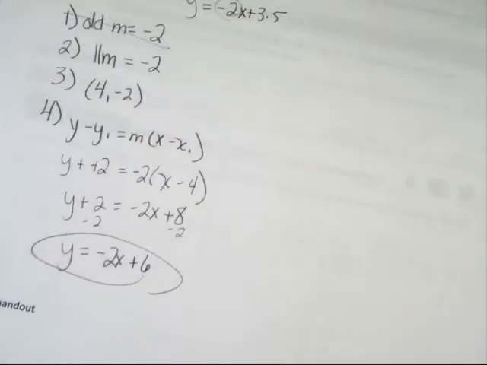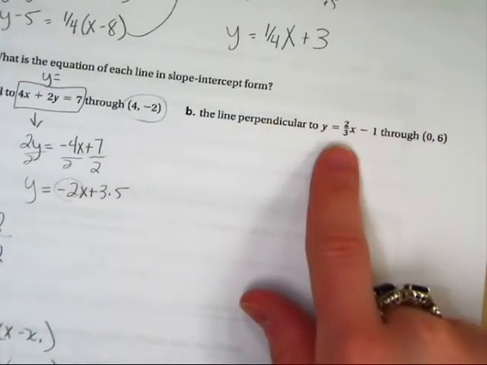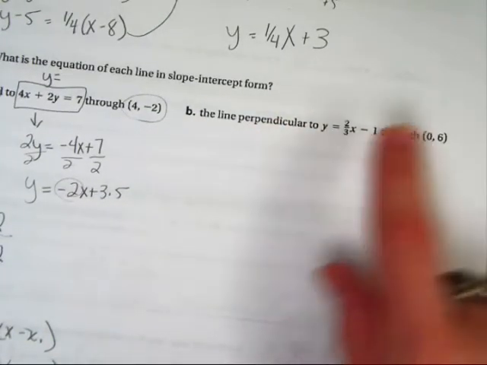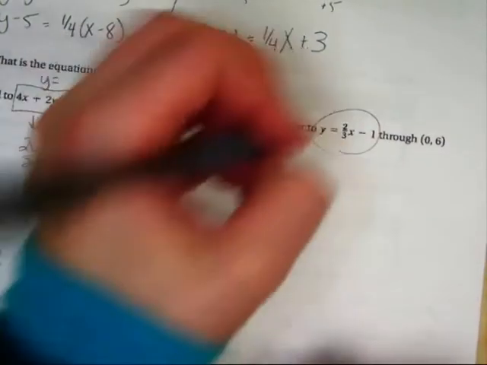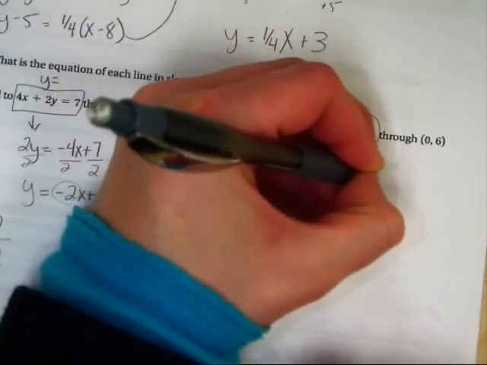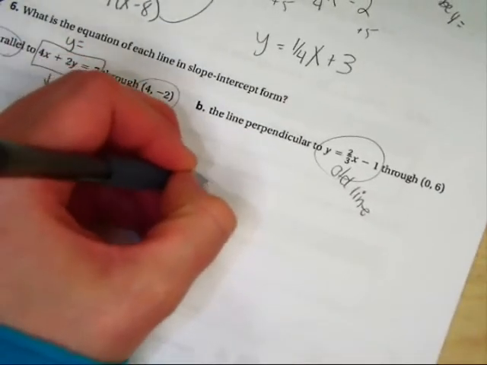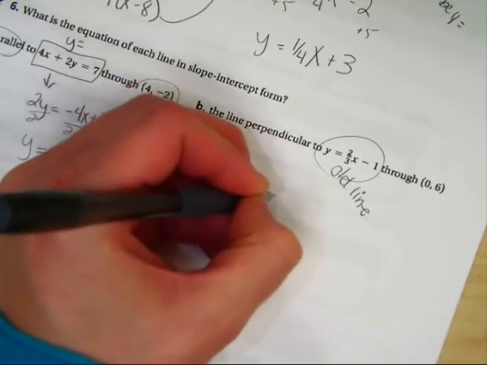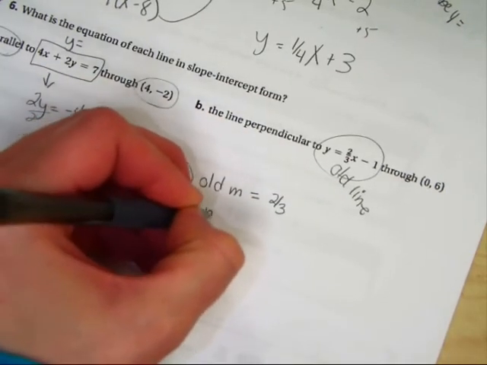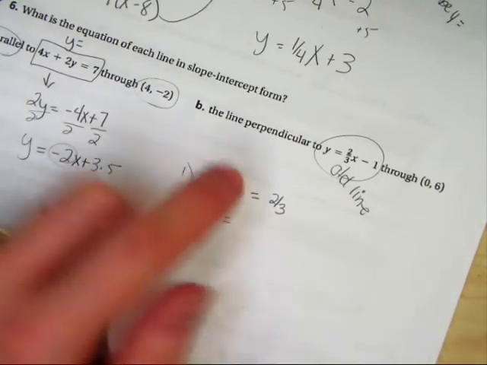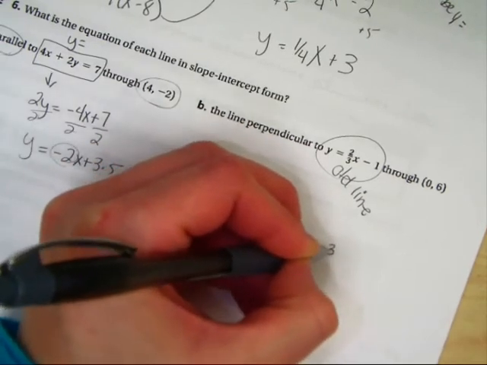There it is. One more, guys, and that's a perpendicular. What is perpendicular to y equals 2 over 3x minus 1? And it goes through the point 0, 6. That is your old line. And notice it's already in y equals, so we're happy with it. Alright, so step 1. The old slope is 2/3. Step 2. The perpendicular slope is opposite reciprocal. So it's -3 over 2.